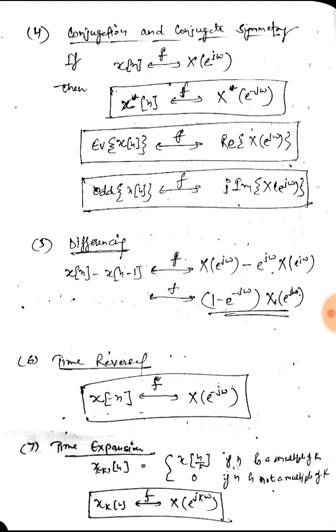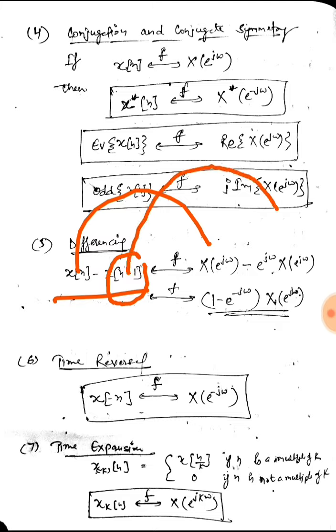So now let's see differencing. If I have the difference of two time shifted signals, x[n] and x[n minus 1], where x[n minus 1] is the time shifted version. We have already seen that for x[n] it is X of e^(j omega), and since we are performing time shifting, there will be a multiplication term of e raised to power minus j omega in it.